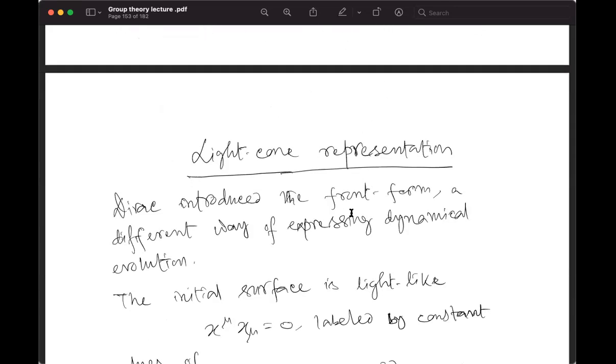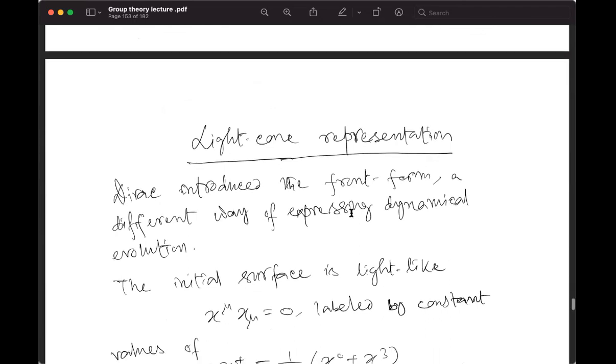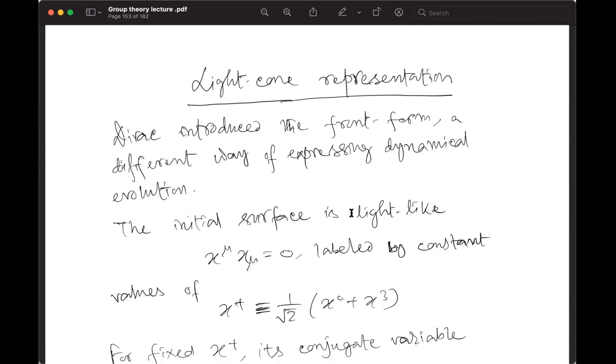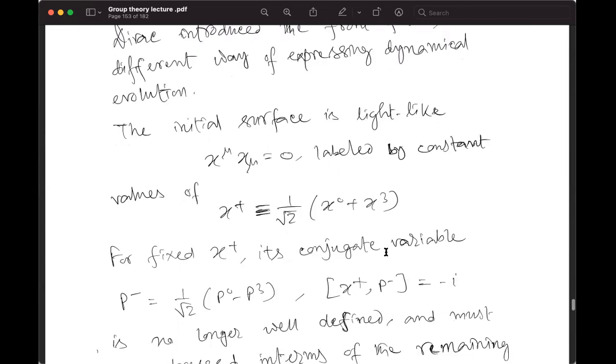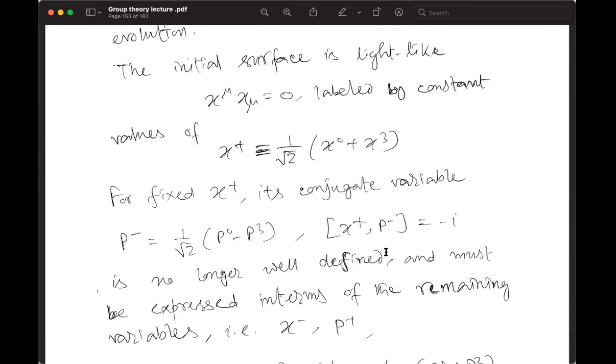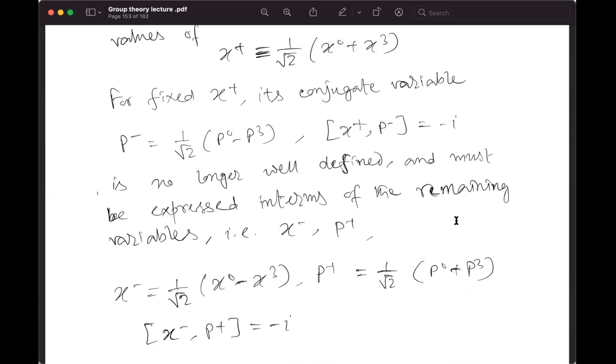So now we can think of another representation, which is known as the light cone representation. Dirac introduced the front form, a different way of expressing the dynamical equation. The initial surface is light-like, that means it is labeled by constant values of x⁺, which is 1/2(x⁰ + x³). Now for fixed x⁺, its conjugate variable p⁻ is 1/2(p⁰ − p³), and x⁺ and p⁻ commutator, which is −i, is no longer well defined and must be expressed in terms of the remaining variables, that is x⁻ and p⁺. What is x⁻?